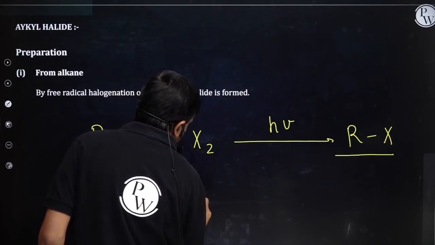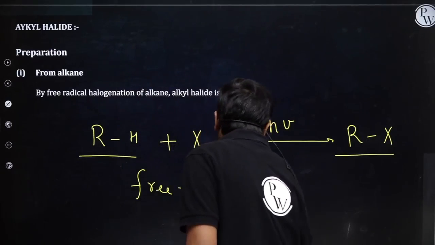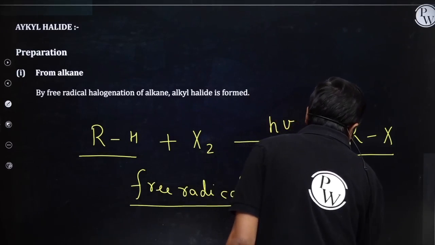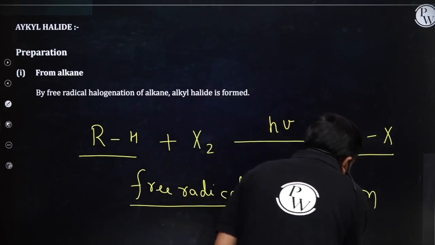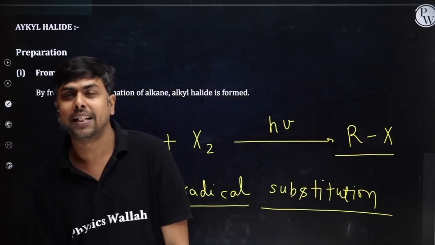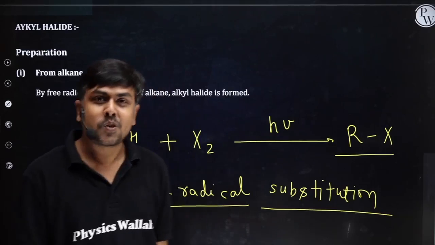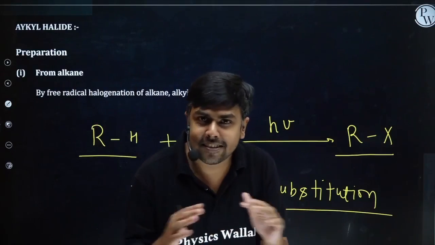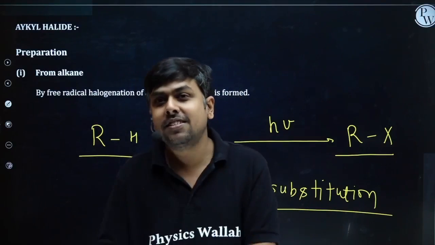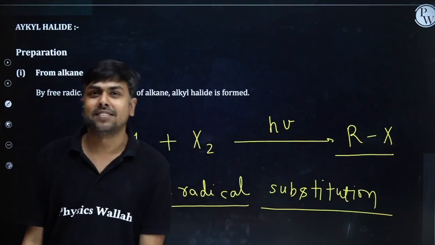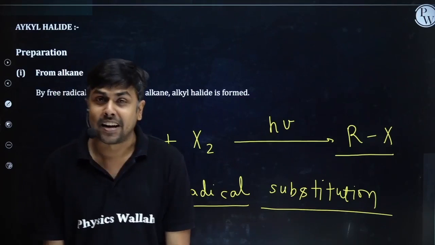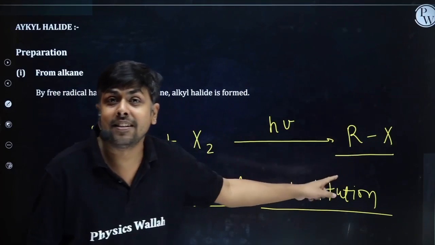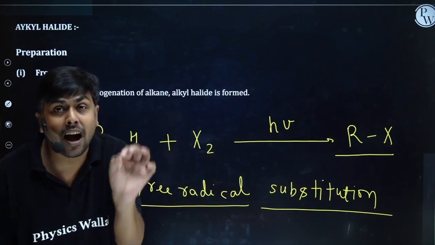This reaction is referred to as free radical substitution reaction, right? We have studied this reaction, the entire mechanism, all these things. If you have any doubt, please refer to the lecture of hydrocarbon. Here basically the reaction occurs in 3 different steps: initiation step, chain propagation step, and then termination step. Am I clear?